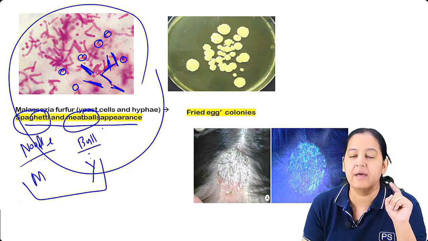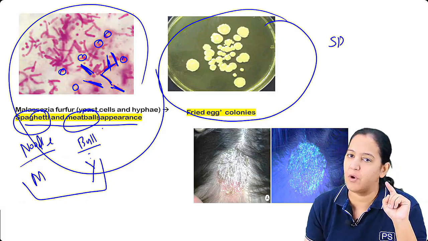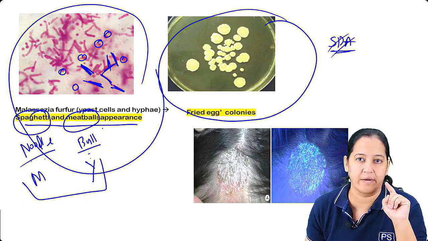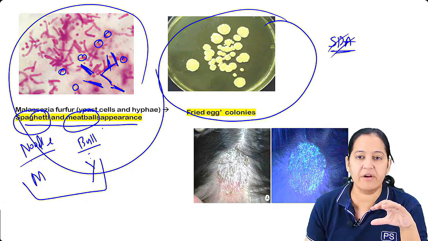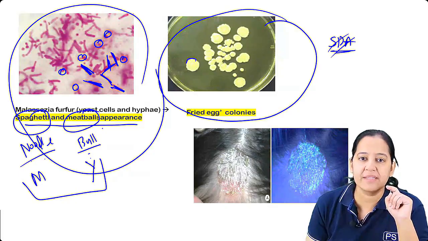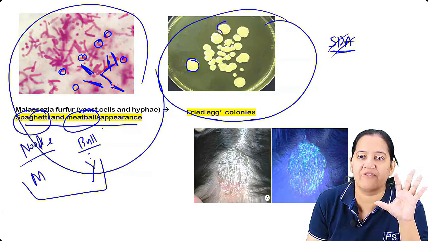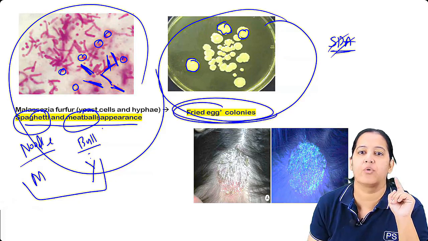Say yes. Coming to the culture. If you do a culture on SDA agar, for fungus we always use SDA agar, Sabouraud agar. What is the appearance of the colony? I can see the colony. Have you ever had a fried egg on a pan? You can see it is looking like the boundaries of an egg. Egg on a pan, fried egg. So it is known as fried egg colony.